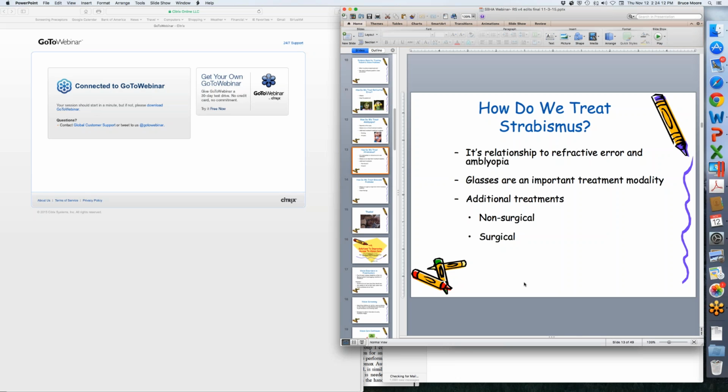The difficulty here is that the most important part is treating the underlying condition first, which is invariably a combination of refractive error and amblyopia. The three conditions of strabismus, amblyopia, and refractive error are very intimately related, and invariably in children, treating one means you're treating all three.